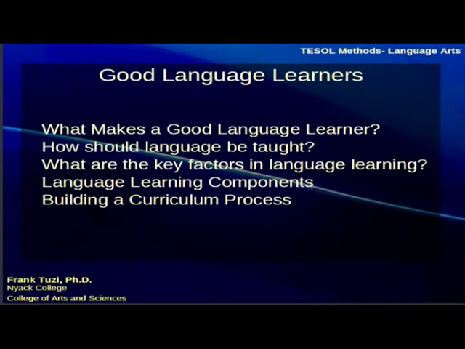Lectures for the class TESOL Methods Language Arts. This is going to be working out of Chapter 1 this week. We're also going to be doing a little pre-work with regard to what makes a good language learner.